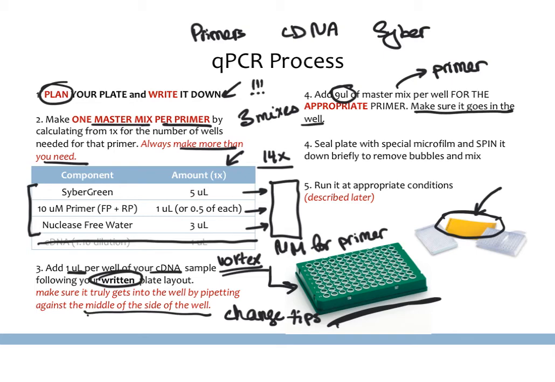You will then seal the plate with the special film that we talked about, and you will spin it down very briefly to remove any bubbles and mix. At the end, you should see all liquid at the bottom of each well, and it should look very consistent. And then you will run it at whatever appropriate conditions that we'll talk about in a second.